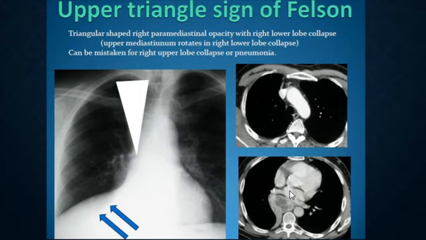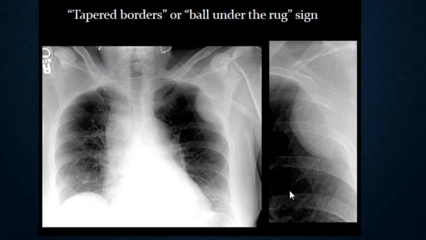I think we have some time for one more sign. What's called the tapered borders or ball under the rug sign. I think we should maybe leave it here and continue next week. This sign needs some explanation, and there are multiple slides about this. I think we stop here and we continue next time.